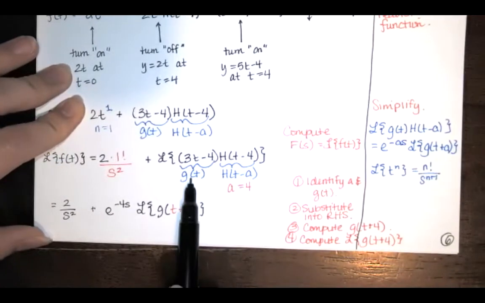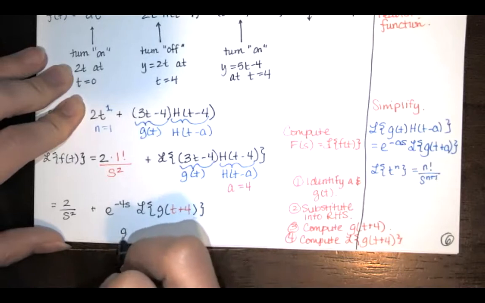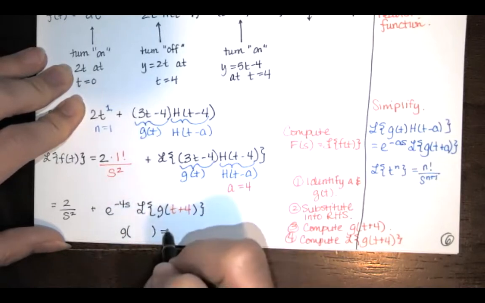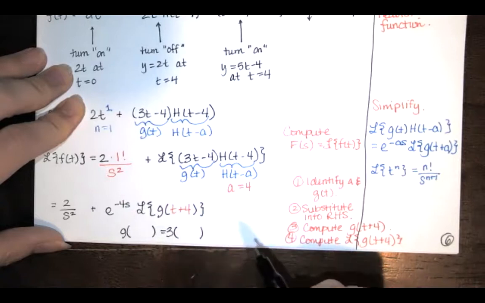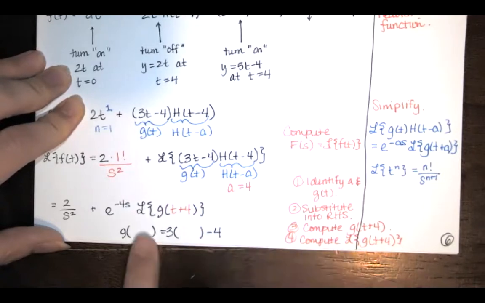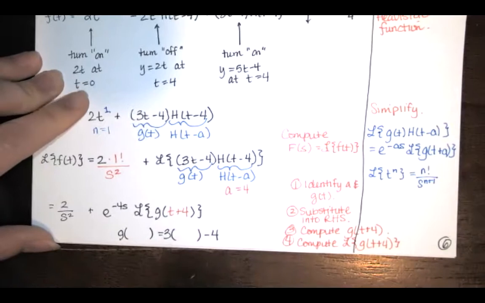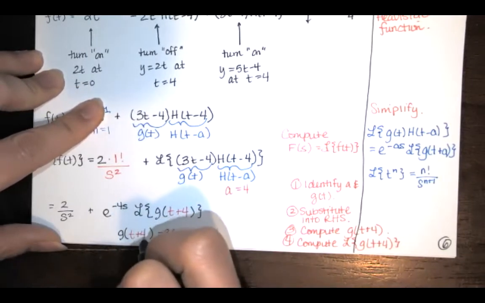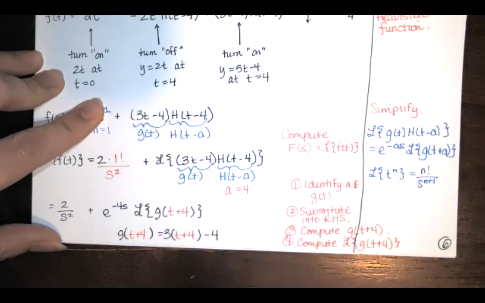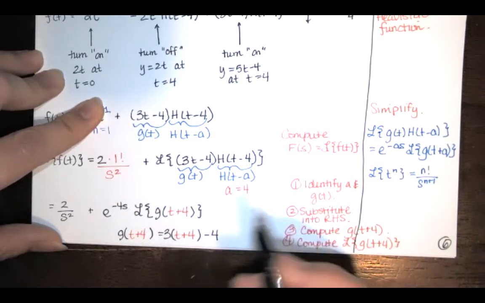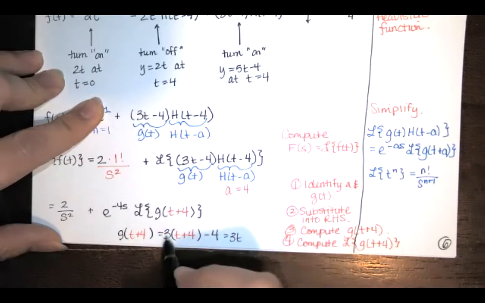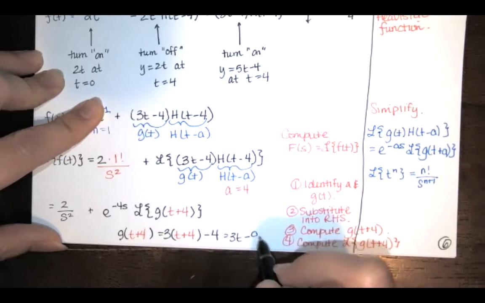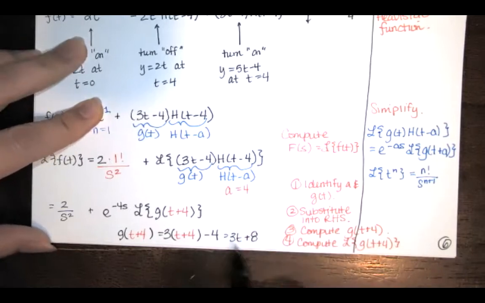So we have g of t right here. And so I'm just going to replace the t with a t plus 4. Now g of t is 3 times t minus 4. So if I give it some input, I'm going to take that input, multiply it by 3, and then subtract 4. But now, rather than substituting a t, I want to substitute in a t plus 4. So we'll distribute the 3. We'll have 3t there. Plus 12 minus 4 is going to be plus 8. So g of t plus 4 is 3t plus 8. That will go right there.